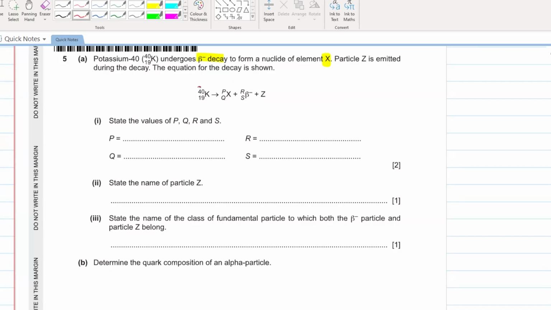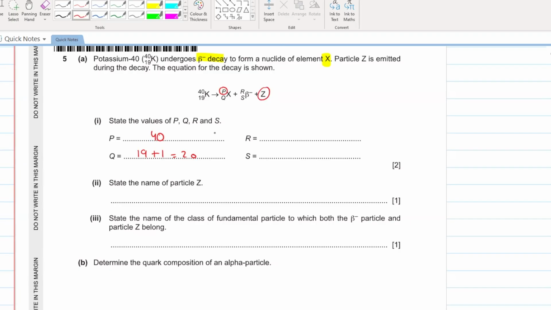Okay. So we initially have potassium, 40 and 19. If we are having a beta negative decay, what happens? Your mass number remains unchanged. So P will have a value of what? 40. Your proton number increases by 1. So if your 19 increases by 1, 19 plus 1 is 20 is your answer. Simple as that. P is 40, Q is 20. Simple as that.